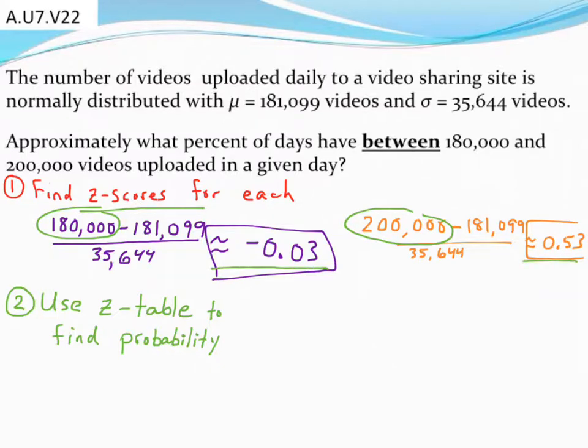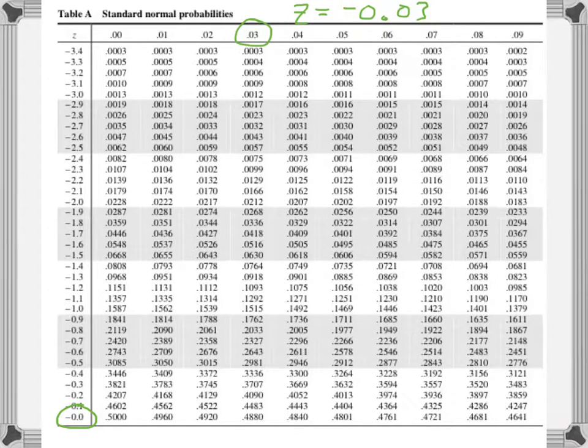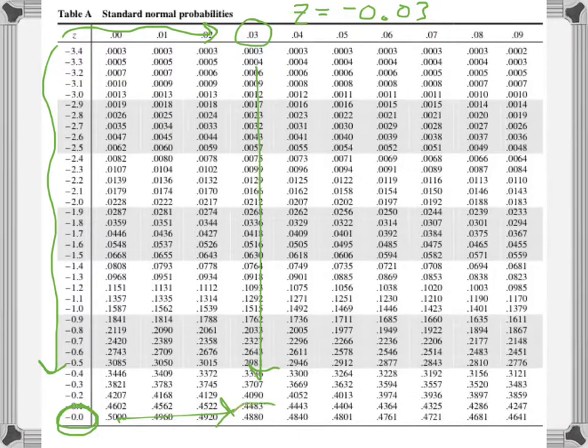I'm going to jump right to step two, and use the z-table to find probabilities. I don't know how this will show up, so you may want to have your z-table at home ready to look these values up. First, I look up the negative 0.03. Check the vertical column for your first set of digits, so negative 0.0 was way down at the bottom, and then look horizontally for the final digit, the 0.03 part. Where those two things intersect, you'll find a value. That's the probability that we're less than the 180,000 videos.